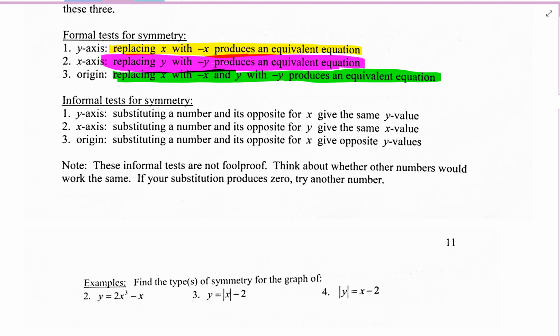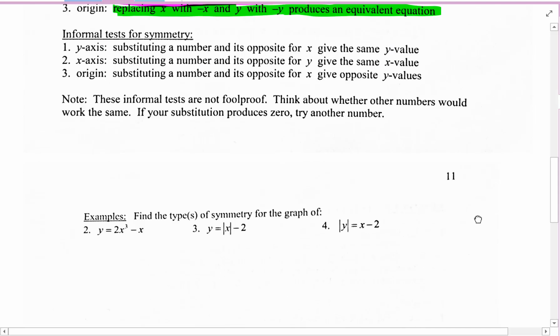Informal tests for symmetry would be just plugging in a number and its opposite, so 2 and negative 2, for example, and then seeing if you get the same y value. These informal tests are not foolproof. If you want to try them out, just make sure that if your substitution produces 0, you try some other numbers just to make sure you're not getting anything strange. I'm going to do the formal tests.